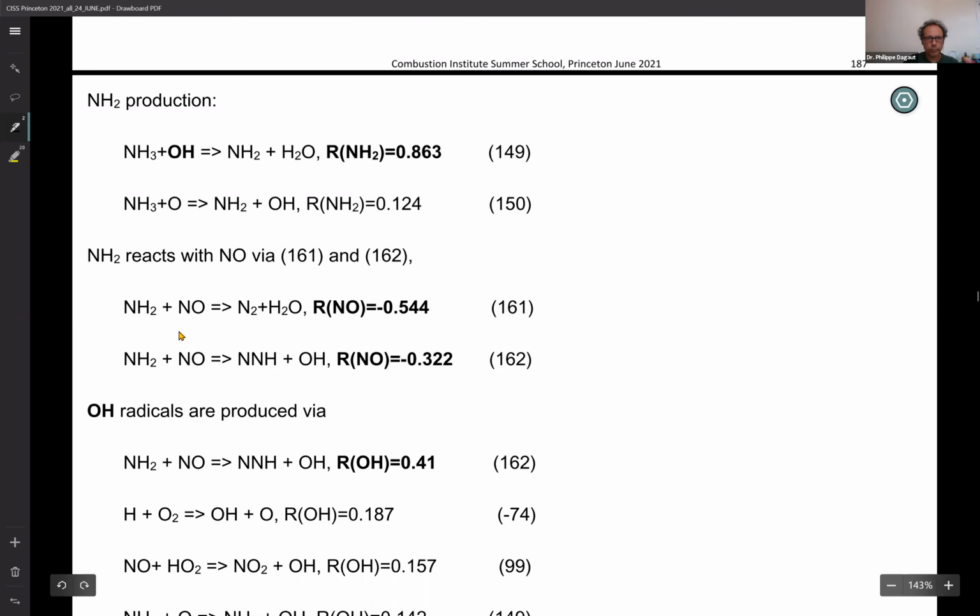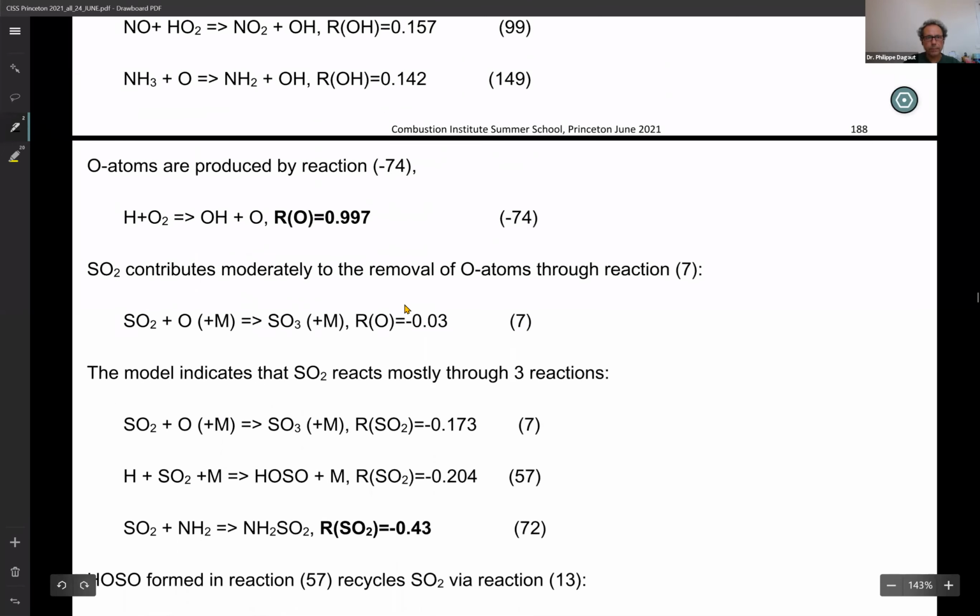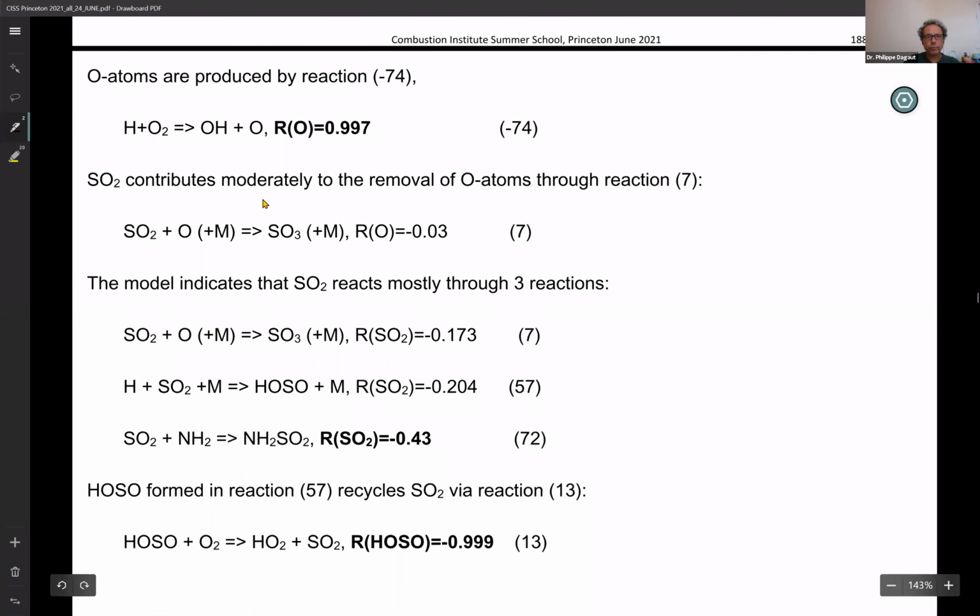OH radicals are produced through several reactions. The main one is the reaction of NH2 with NO, producing NH plus OH. And under this condition, the main branching reaction is a bit less important. There is also the reaction I mentioned before, NO plus HO2, giving OH, and finally NH3 plus O giving OH. O atoms are produced by this reaction exclusively, the main branching reaction of the system. SO2 contributes moderately to the removal of O atoms to form SO3.